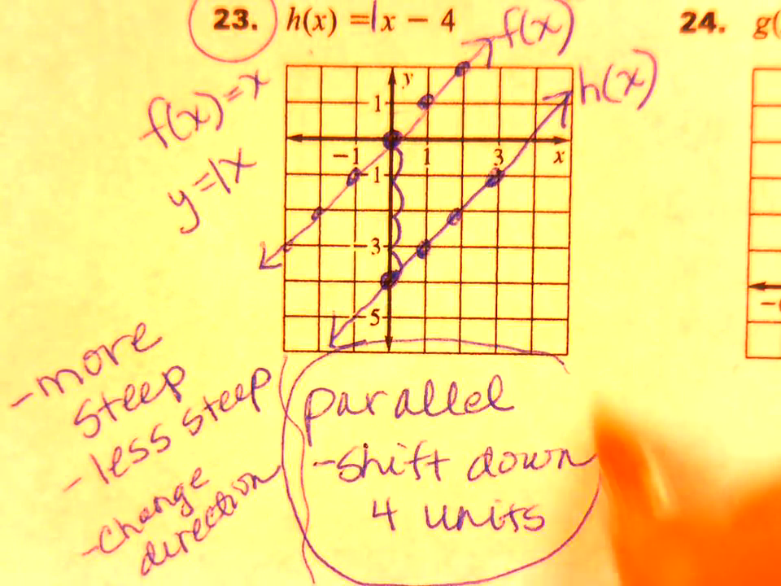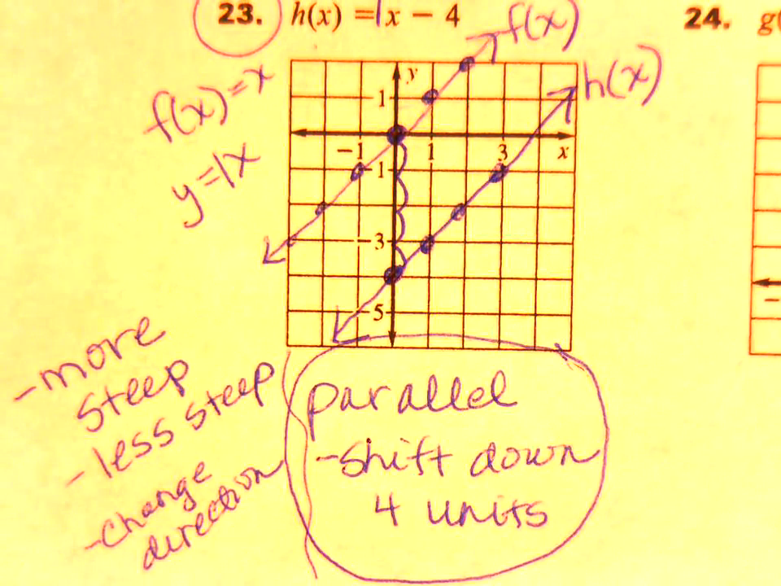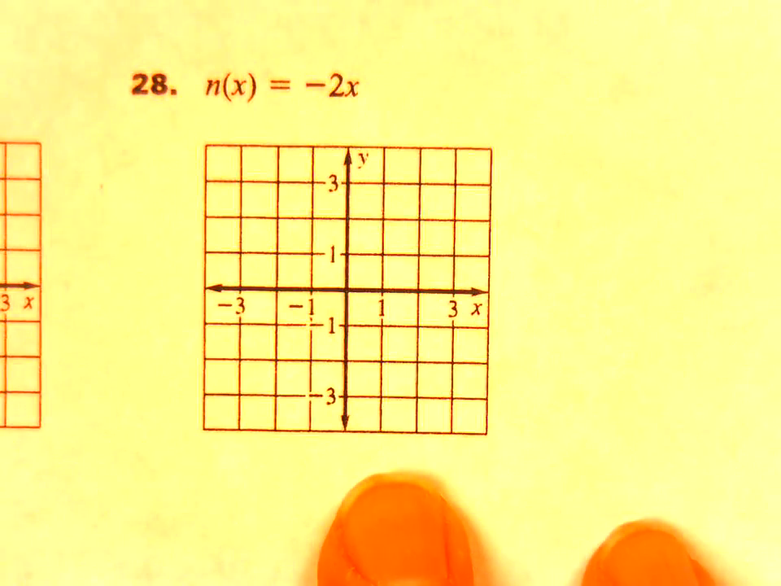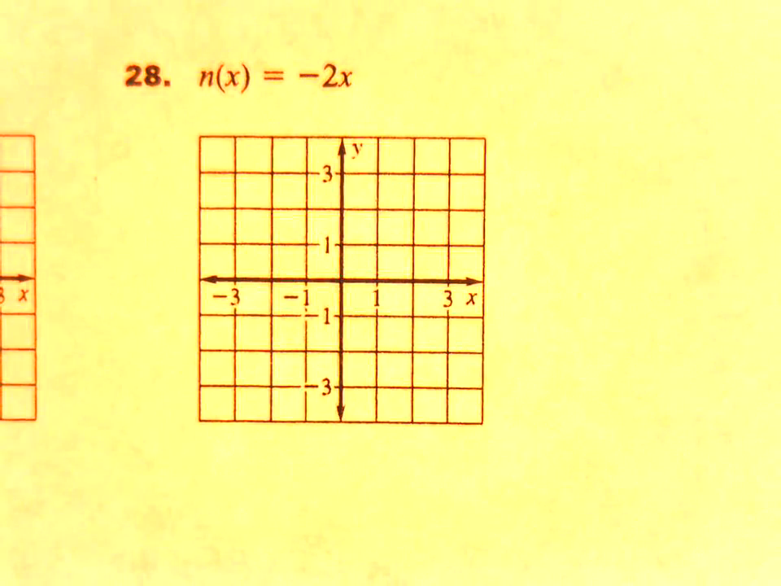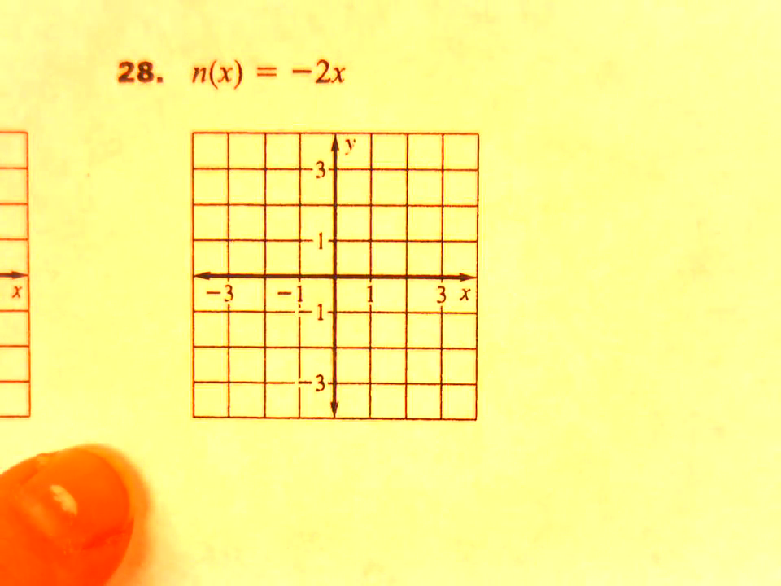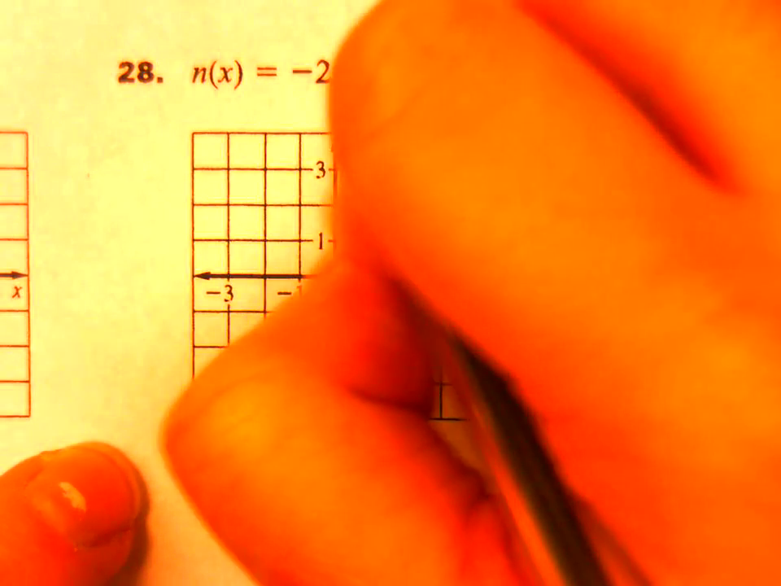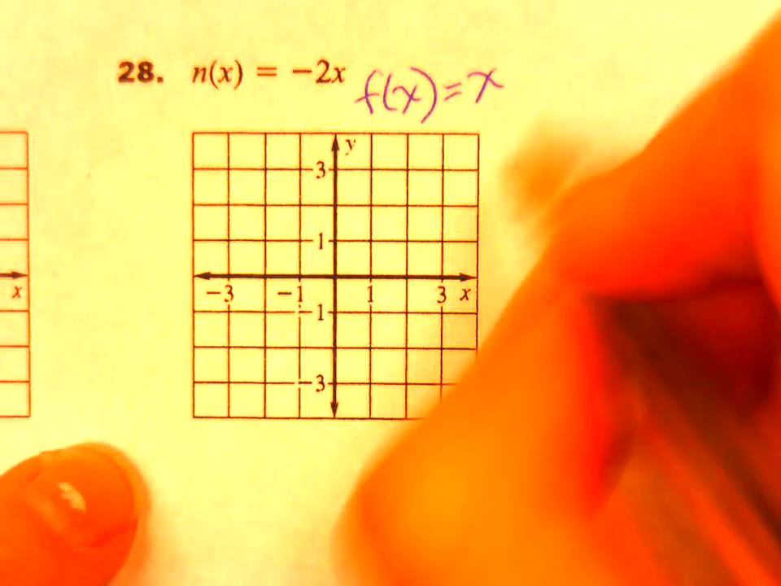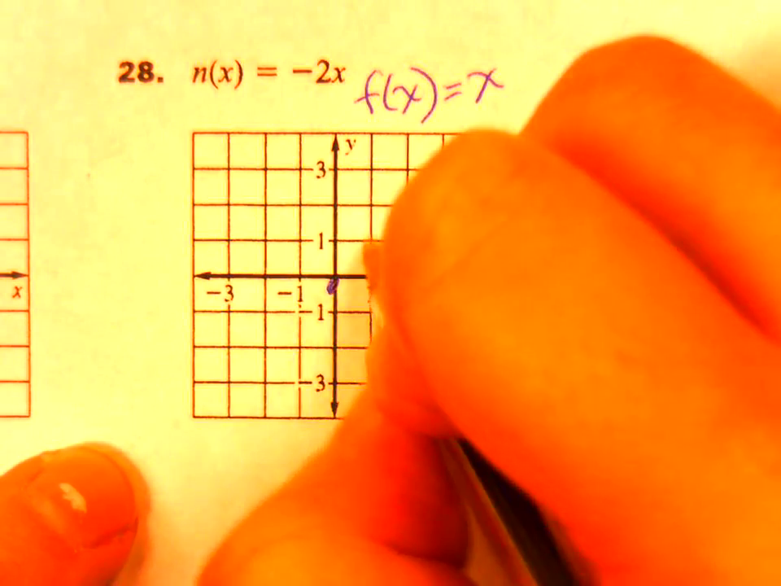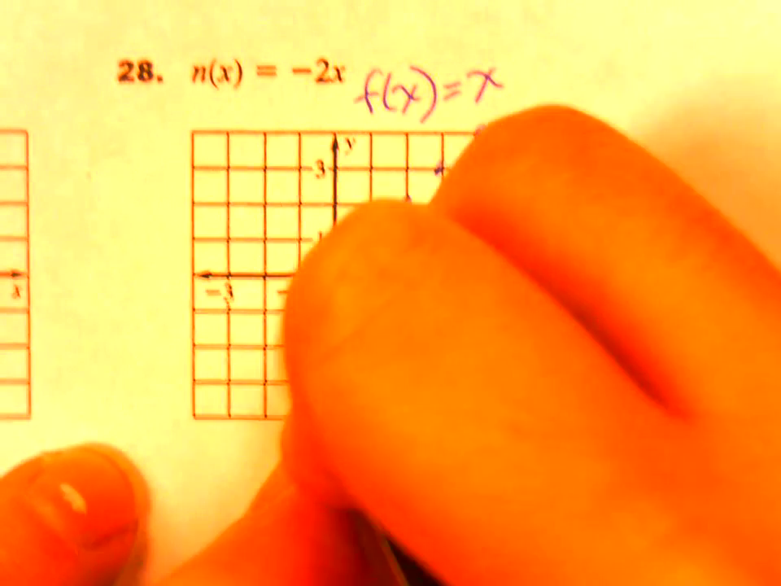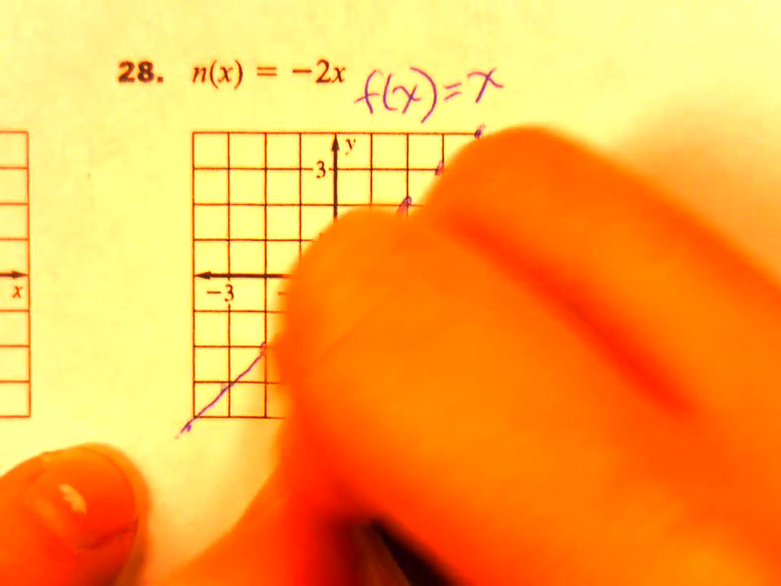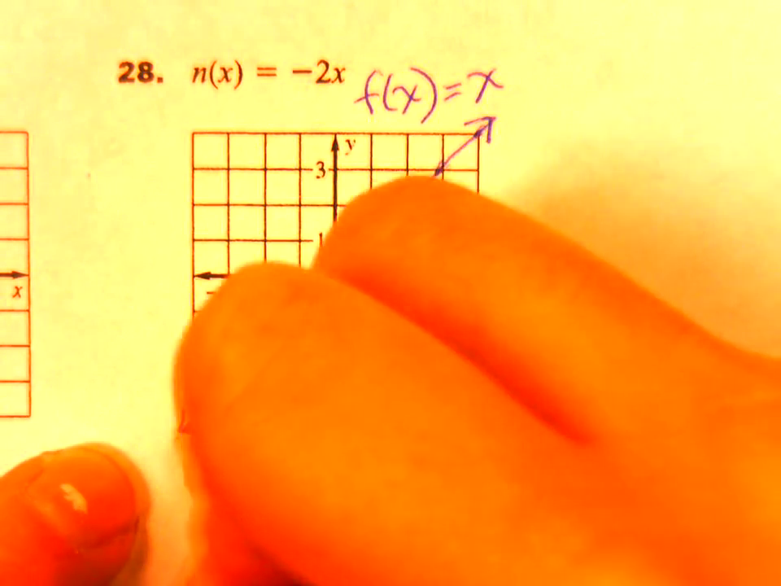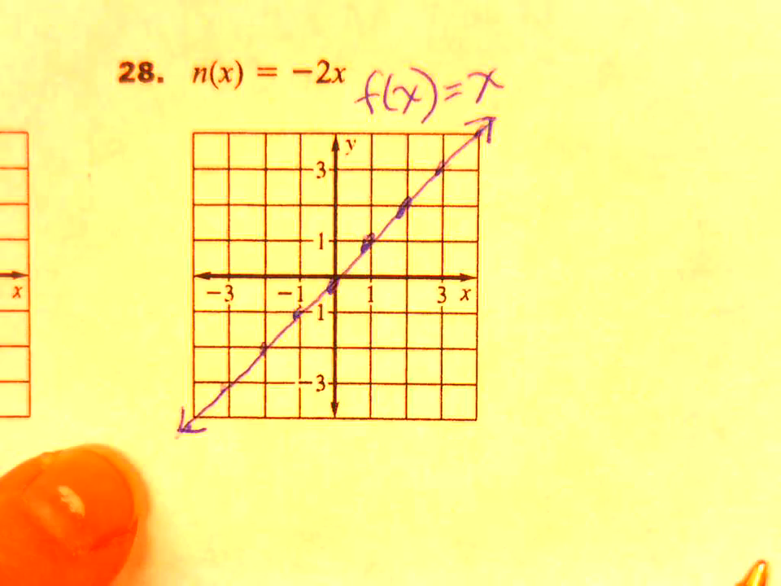Okay, all right, the next one I want to look at is, let's go ahead and talk about 28. So I'm going to come over here to 28. All right, so like I said before, the parent function is never going to change. So the parent function is still f of x equals x. So it is still located here because your parents never change. All right, then we're going to go ahead and graph n of x. Oh, I need to label this f of x.